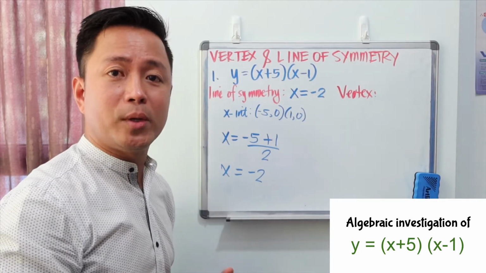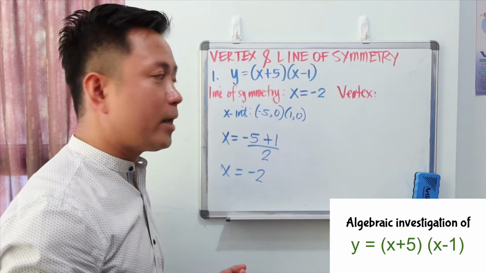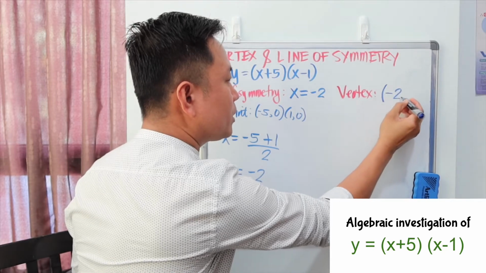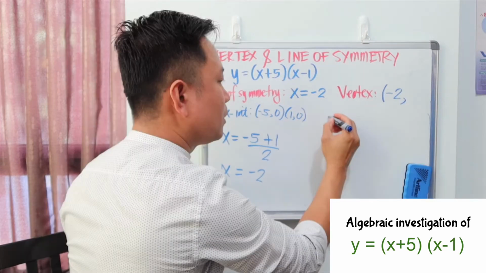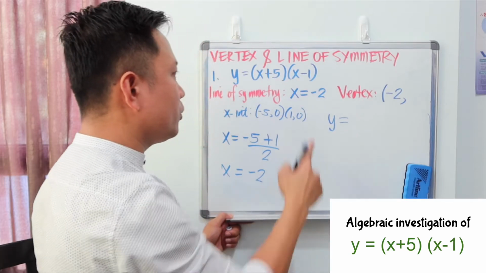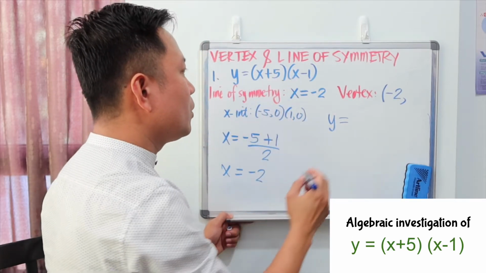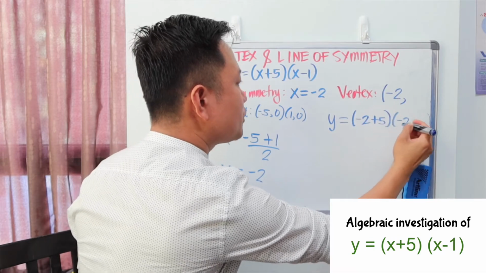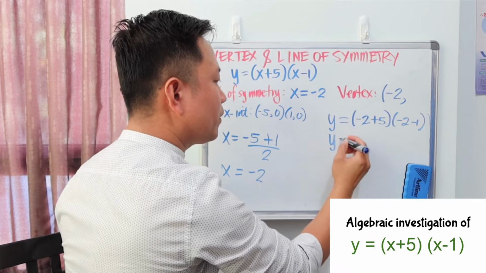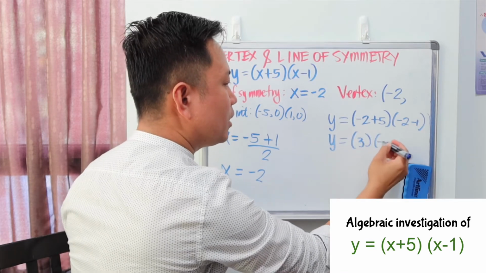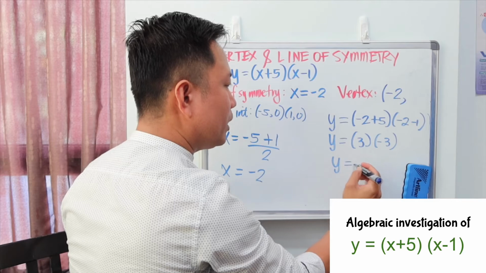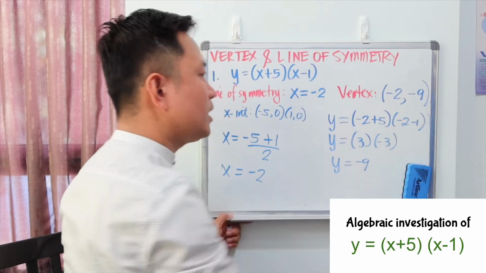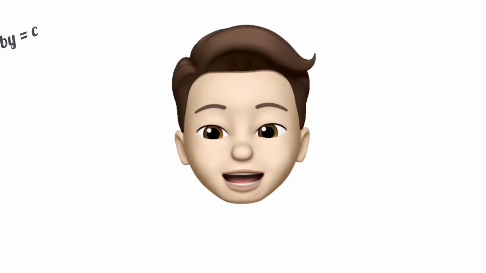Since the line of symmetry also passes through the vertex, and the line of symmetry is x equals negative 2, this means that the x-coordinate of our vertex is negative 2. So now we need to substitute negative 2 into the quadratic function. We have x is negative 2, so we have negative 2 plus 5, and negative 2 minus 1. Simplifying this, we have positive 3 and negative 3, so the y value is negative 9. And this means that the vertex of this quadratic function is at (-2, -9).